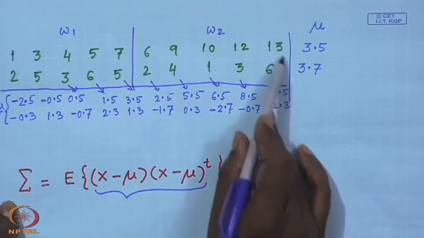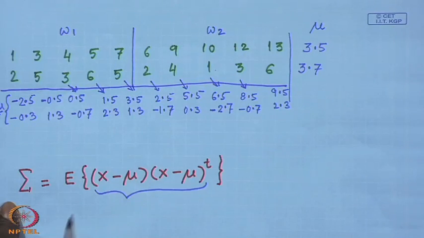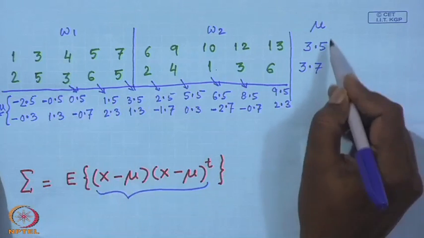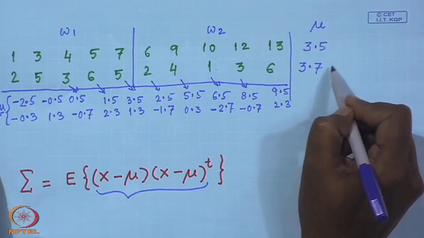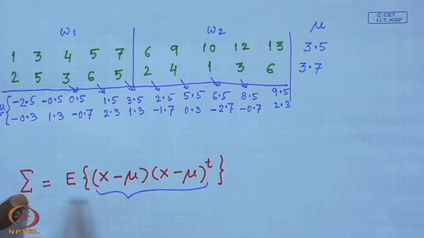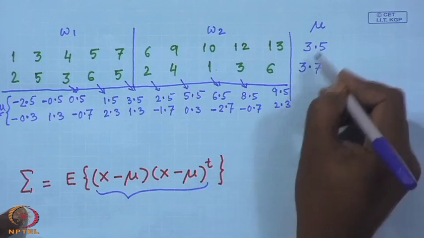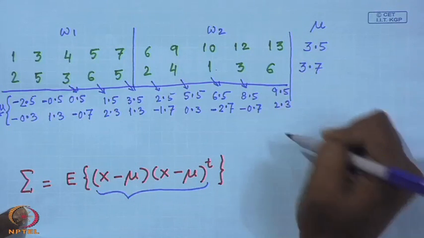So, for that, let us briefly recapitulate what we have done. This is the entire set of feature vectors, and I want to project these feature vectors onto the eigenvector. So, I have to find out what is the eigenvector. For these feature vectors, we have computed the mean vector, and we know that the definition of the covariance matrix is sigma is equal to expectation value of x minus mu into x minus mu transpose, where mu is this mean vector.